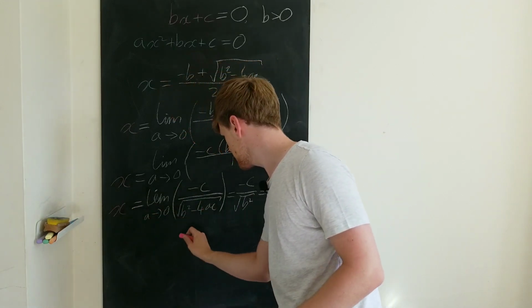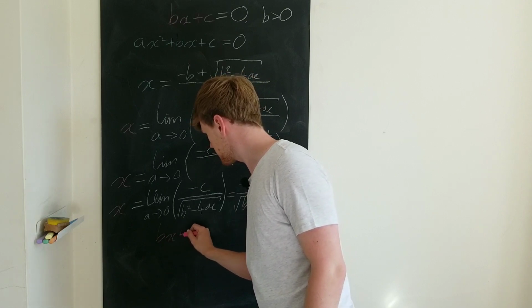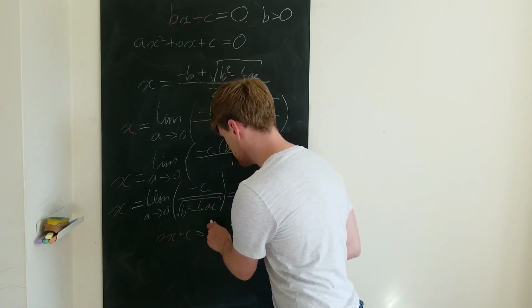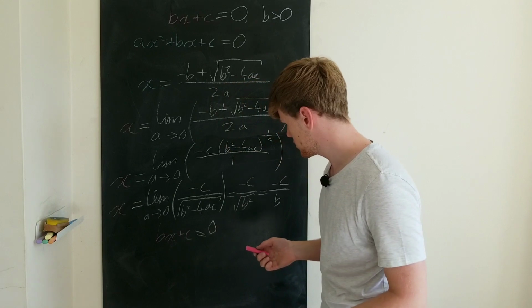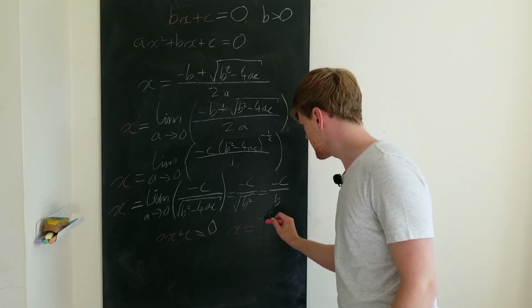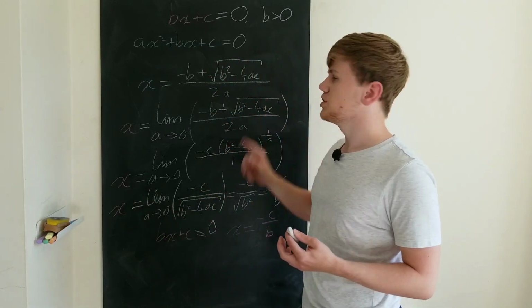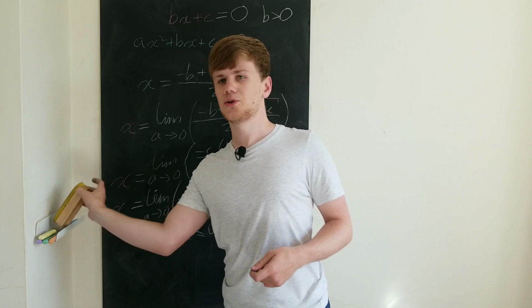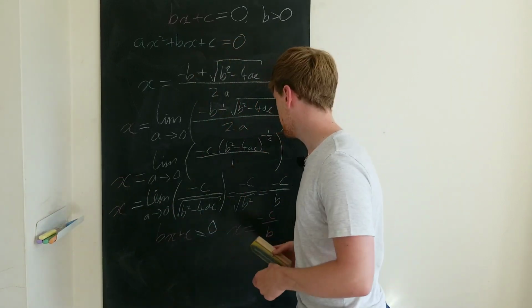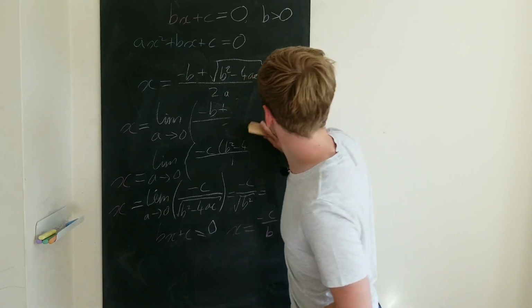Therefore, our solution to the equation bx plus c equals 0 is x equals negative c on b. Now, at the moment we've only shown it for positive b, and we'll show it for negative b as a neat little corollary here. And I'll just rub this out and be back in a sec.